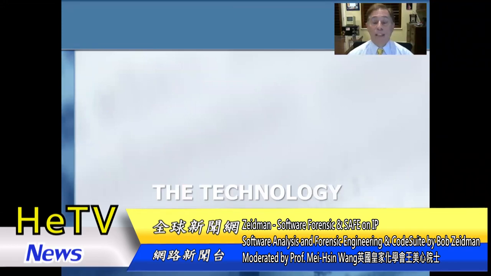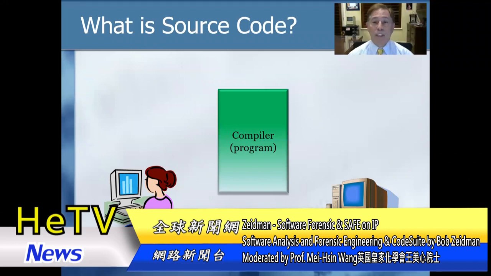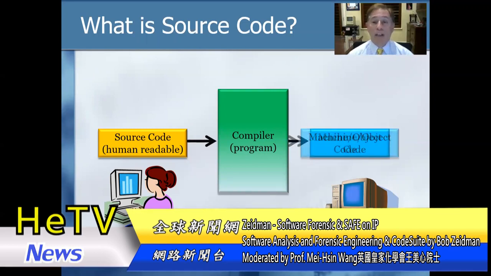Now I'll talk about the technology behind our CodeSuite tool. First, let me explain what source code is. Source code is the human-readable code written by a computer programmer. That code is typically put into another program called a compiler, and the output of the compiler is machine code or object code, which are the binary ones and zeros that are read by a computer and interpreted to be executed as a program.